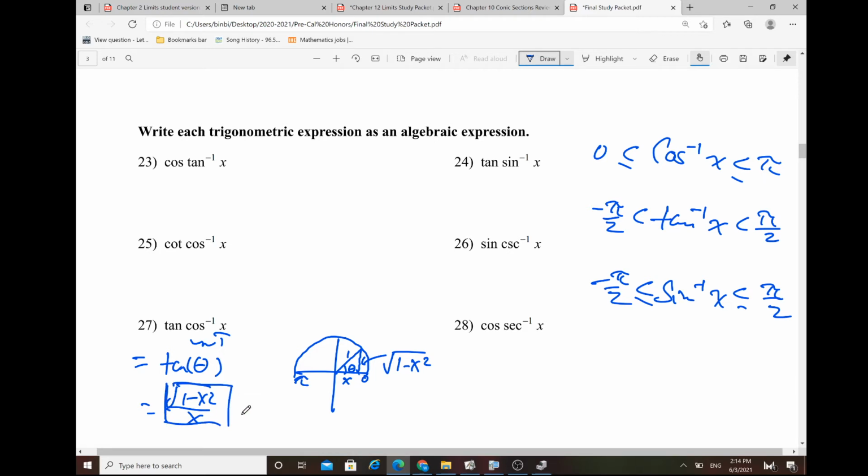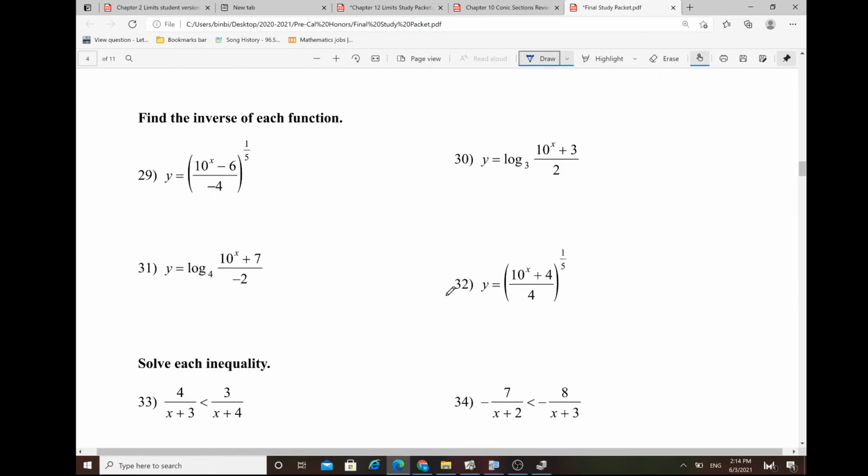For the rational expression. Now for the rest of this, inverses, this is just like going back to algebra 2. Once everything is written in terms of x and y, you swap the variables. So we'll do number 30. x equals log base 3 of 10 to the power of y plus 3, all over 2. We do know that's a logarithmic form, so let's convert it back to exponential form. This one is written as base 3 to the power of x, which equals 10 to the power of y plus 3, all over 2.